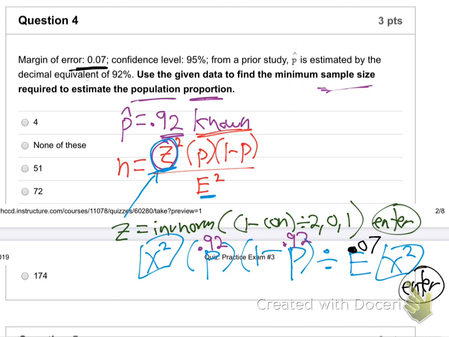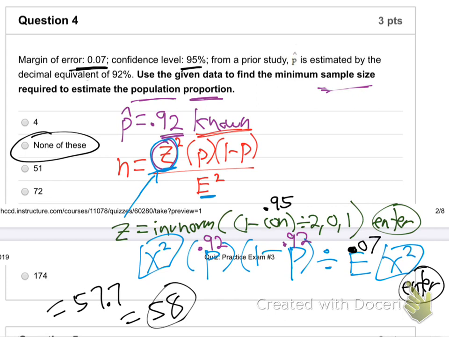What was the confidence level? 95? Yeah, don't confuse that with the P. I'm getting 57.7, which is 58, which is disturbingly not there.